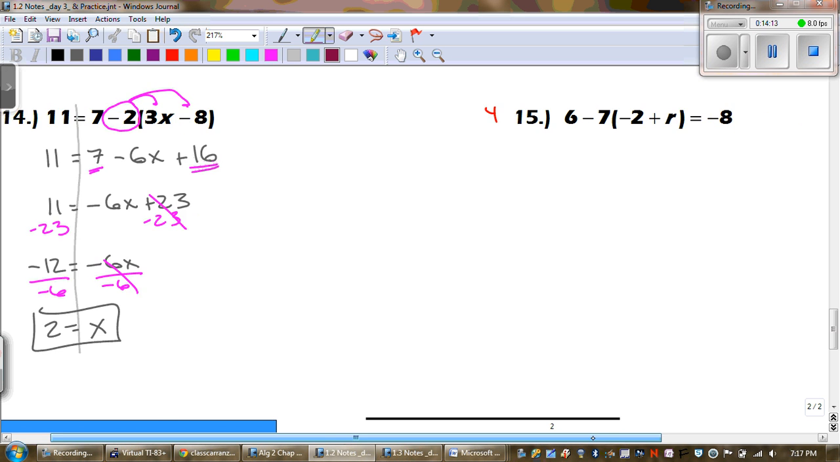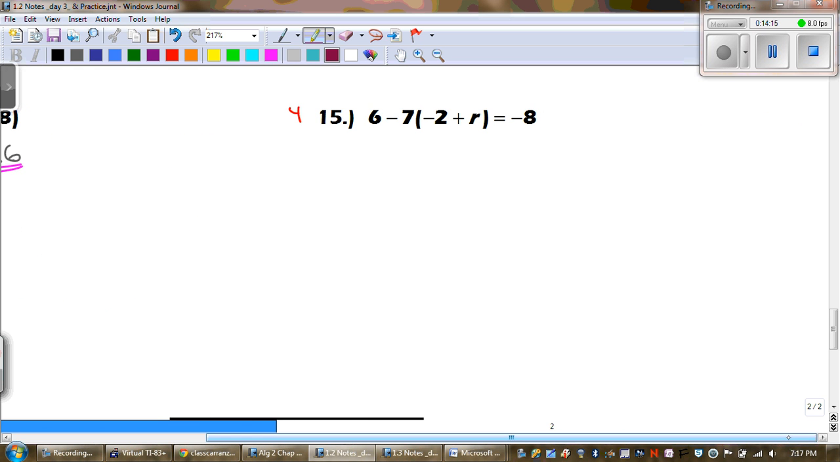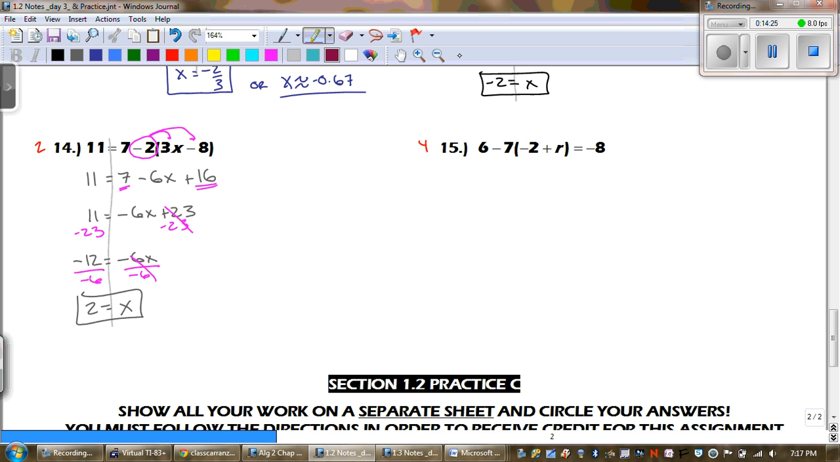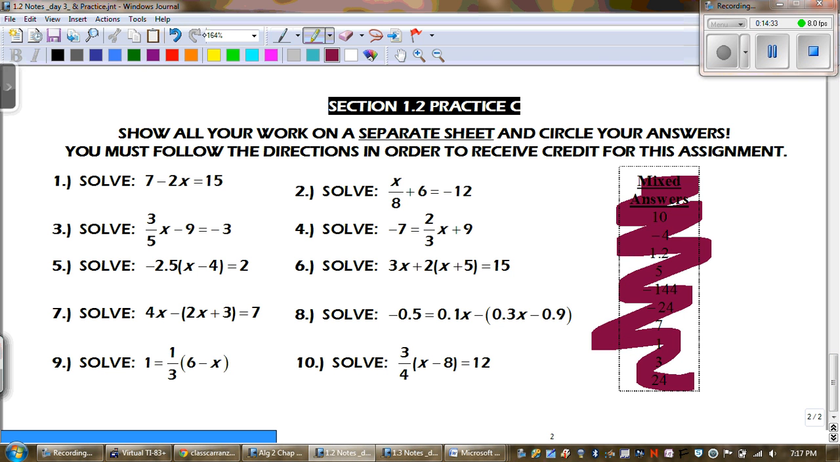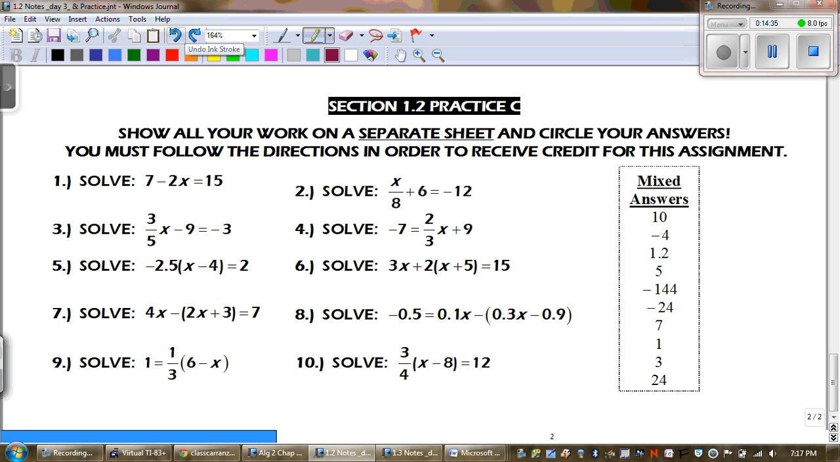Okay? Now number 15, guys, that's all on you. Okay? You know that the answer is 4. So do that on your own. If you have any questions with that, you can come see Ms. Carranza or myself. And your homework is actually on the bottom of the notes, which is all right here. And all of your answers, they're right there, okay? So if you don't get one of those answers, I'm sorry, but you did something wrong and you need to retry it, okay?